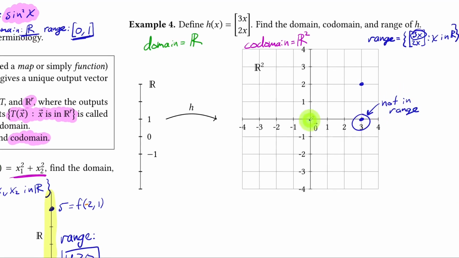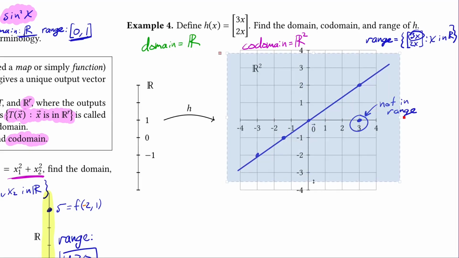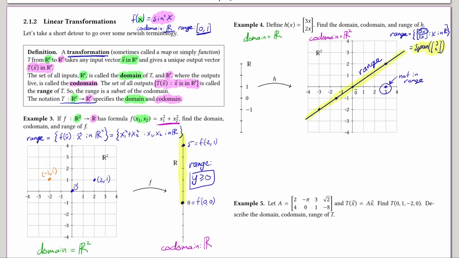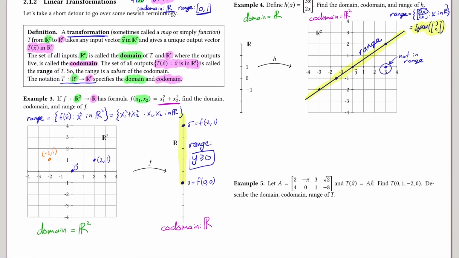But (3, 2) is in the range. (0, 0) is in the range, because you can write that as 3 times 0 and 2 times 0. Likewise, (-3, -2) is in the range, or x could be -1/2, and you would get a point about right here. So yeah, you get the idea. Any point on this line is in the range, and that's also known as the span of the vector (3, 2). We're just getting any scalar multiple of (3, 2). So that's the difference between domain, codomain, and range.